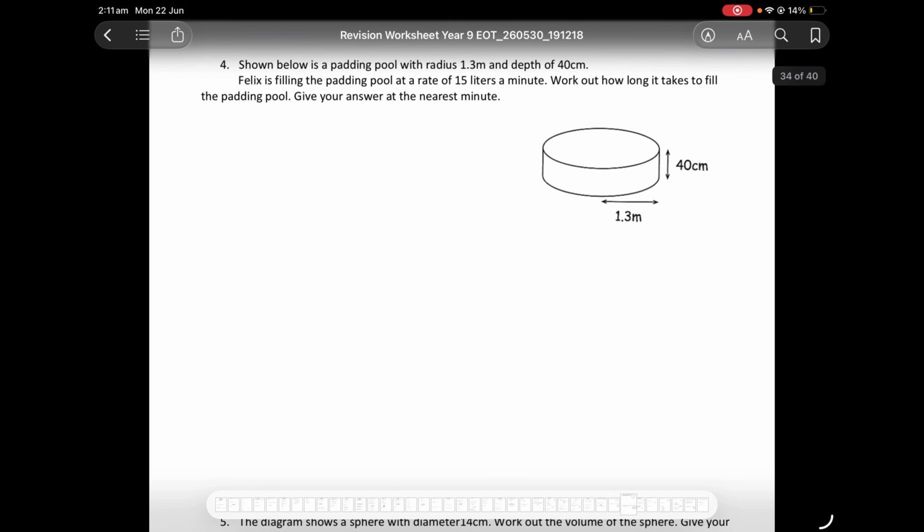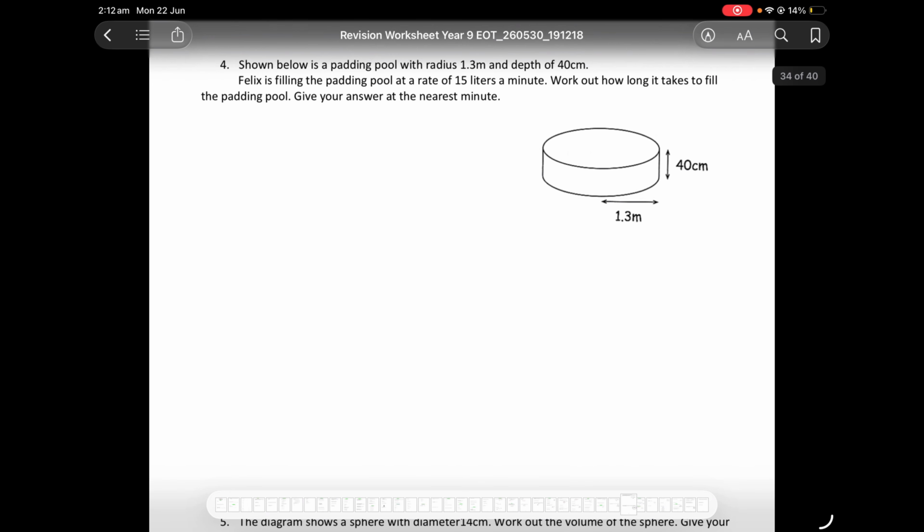Shown below is a paddling pool. Okay, paddling pool, I was reading it wrong, sorry. Shown below is a paddling pool with radius 1.3 meters and depth 40 centimeters. Felix is filling the paddling pool at the rate of 15 liters a minute. Work out how long it will take to fill the paddling pool. Give your answer to the nearest minute.